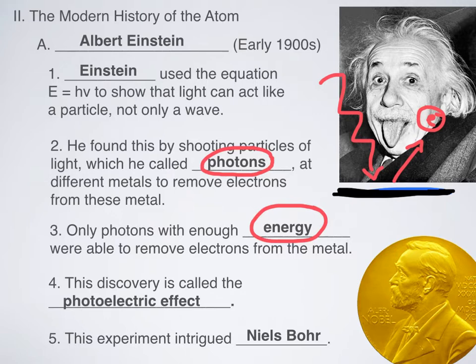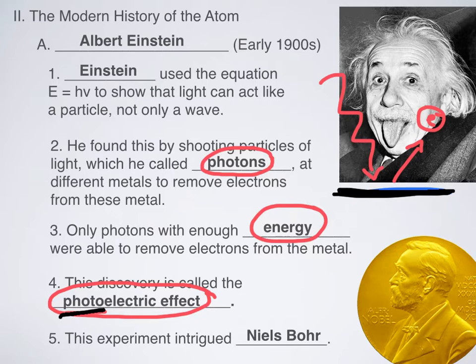His discovery is called the photoelectric effect. Photo comes from photon, light, and electric because of the electrons being jettisoned from the metal. In fact, he won his Nobel Prize for discovering this photoelectric effect. What made this unique was that the only way you could sufficiently explain the photoelectric effect was if light was acting like a physical particle, not just a wave.